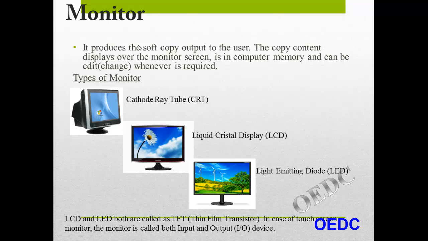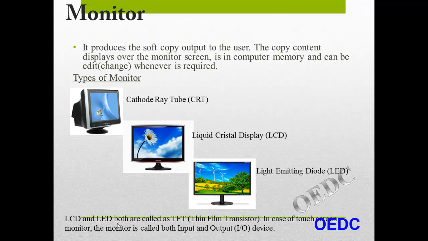So types of monitor: CRT monitor, cathode ray tube; LCD, liquid crystal display monitor; and light emitting diode LED monitor. There are three different types of monitor. One is CRT, another is LCD, another is LED. LCD and LED both are called TFT, thin film transistor.